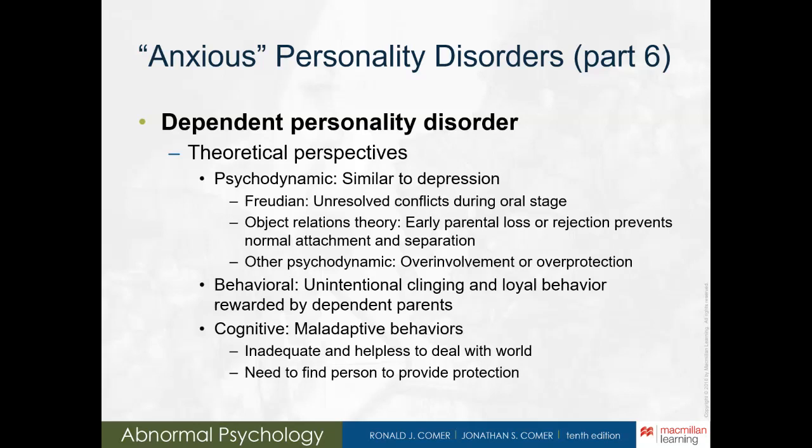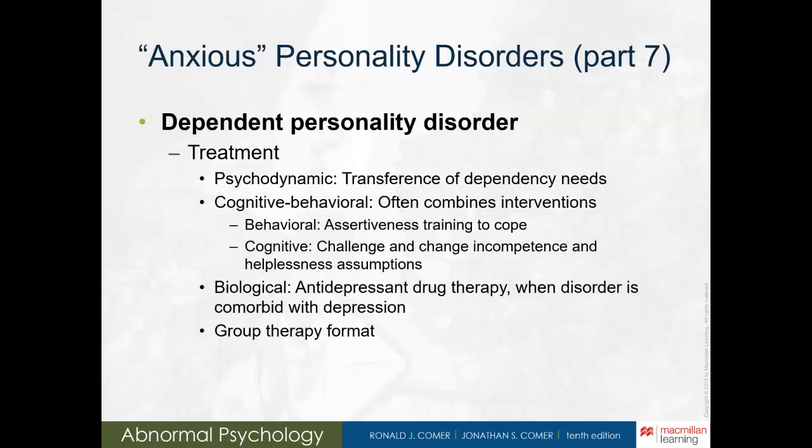Behavioral theorists will look at unintentional clinging and loyal behavior rewarded by dependent parents. Cognitive theorists will look at maladaptive behaviors that developed, that for many of these individuals, they felt inadequate and helpless to deal with the world because of potential over-involvement or overdependence on primary caregivers or parents. Therefore, they now need to find a person who will provide them with the protection that they need. So, how do we treat someone with dependent personality disorder?